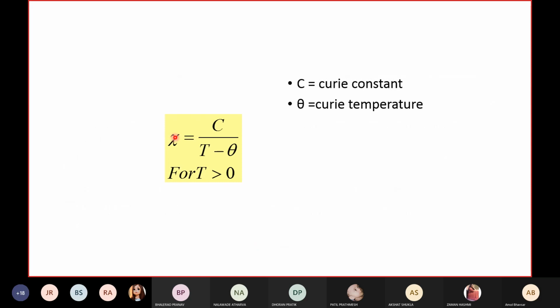So susceptibility is χ equal to C upon T minus θ. In this, C is the Curie constant, and θ is the Curie temperature. Theta shows the Curie temperature at which the magnetic properties of the ferromagnetic material will get disturbed.